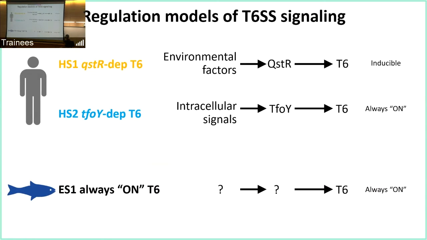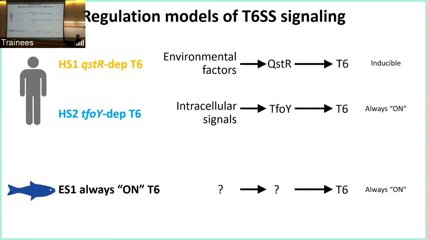All right? And then for the environmental strain, we have ES1 as a representative. We don't know what the signal is. We don't know what their transcription factor is, but their type 6 is always on. So these are the 3 categories. And this is the bug that I'm focusing on, trying to find out what the differences are between these 3.